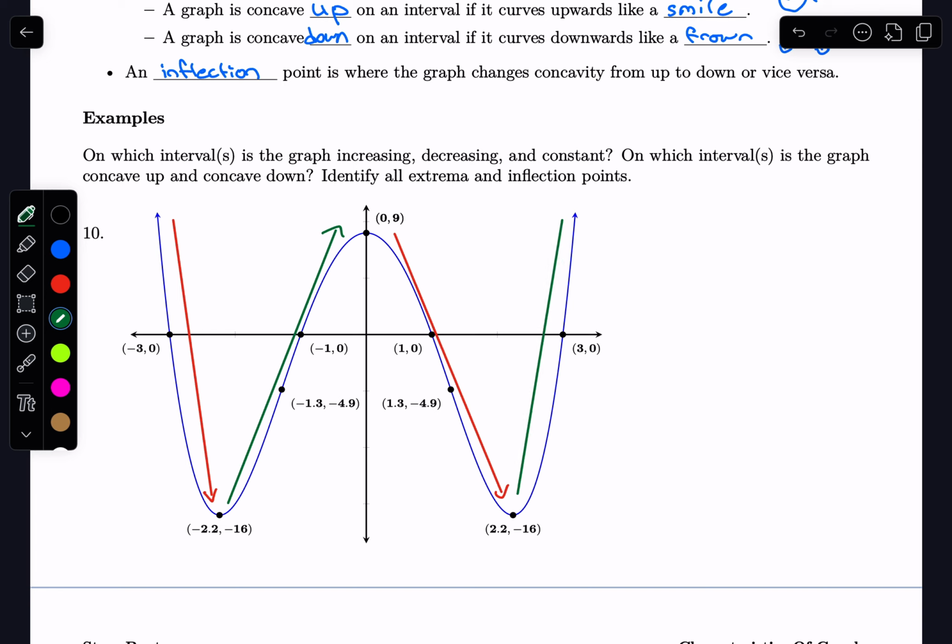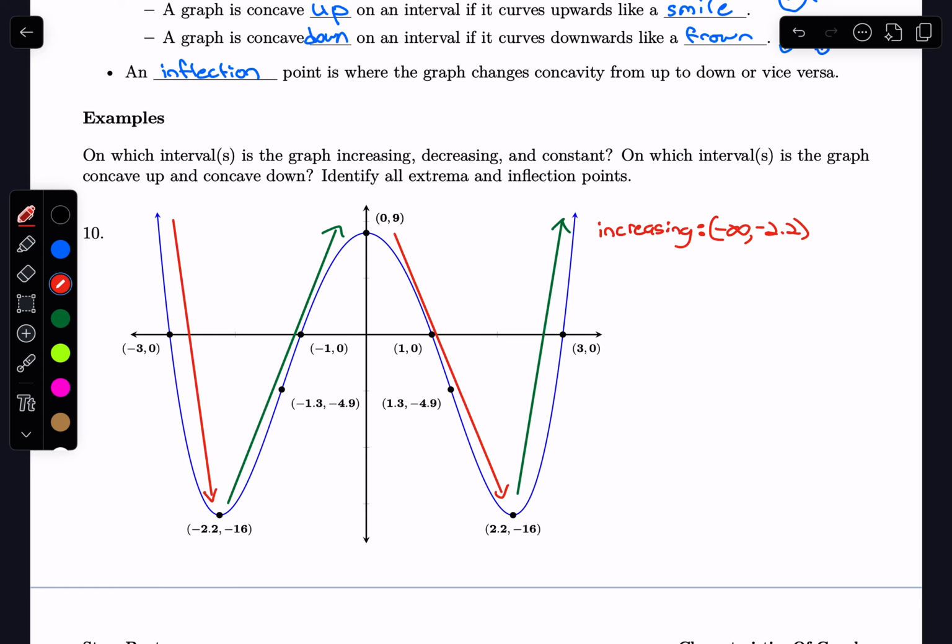So if we want to describe these intervals, we can say that the graph is increasing in two different spots. It's increasing on the left, which is negative infinity, all the way up to negative 2.2. So I use these x values, this negative 2.2 right here, and then because it goes infinitely far, I use infinity as the other x value.